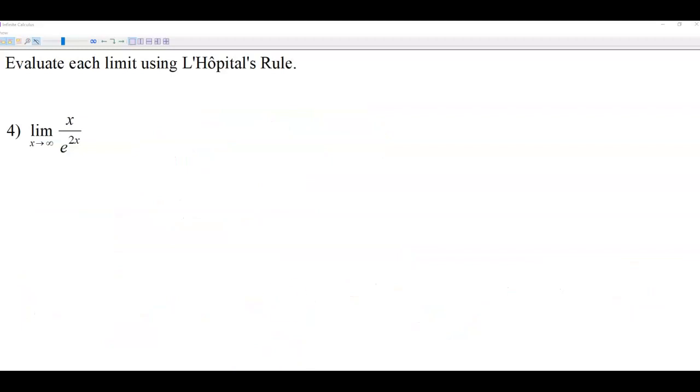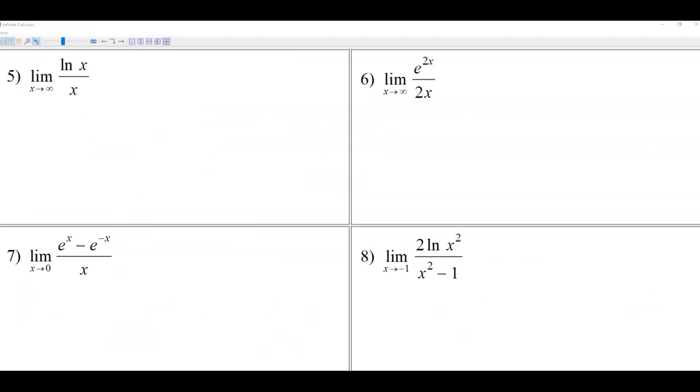So let me bring up a couple for you guys to try out. Okay, guys, so here you go. Go ahead and try out these 2 problems, see how you do. When you're all done, pause the video, and you will see the solutions.